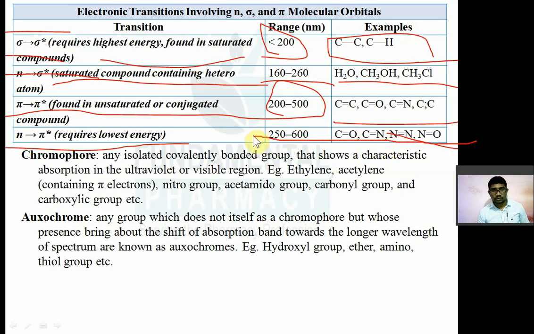They require the lowest energy. Look here: sigma requires the highest energy, and n to pi star transition requires the lowest energy. Now there are terms: what is meant by chromophore and what is meant by auxochrome. Okay, questions come on this also.